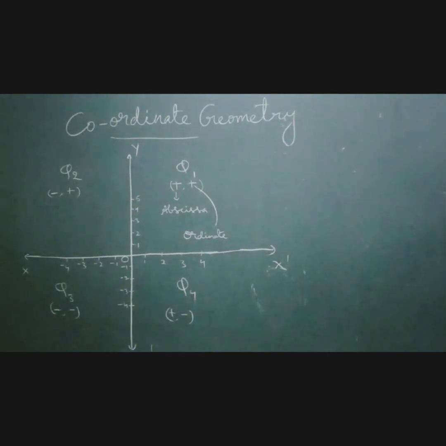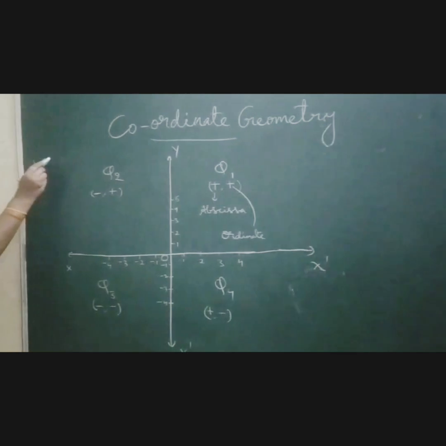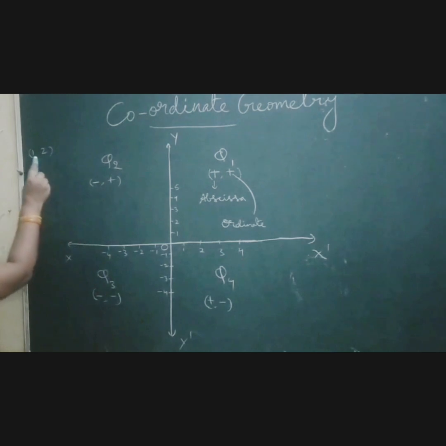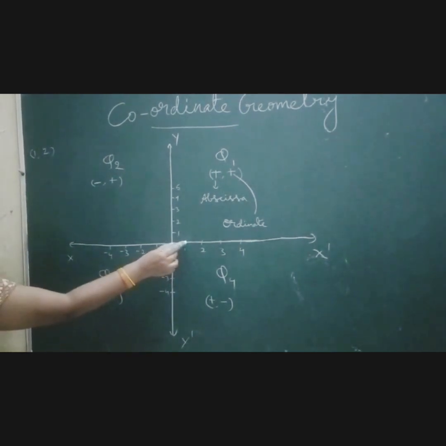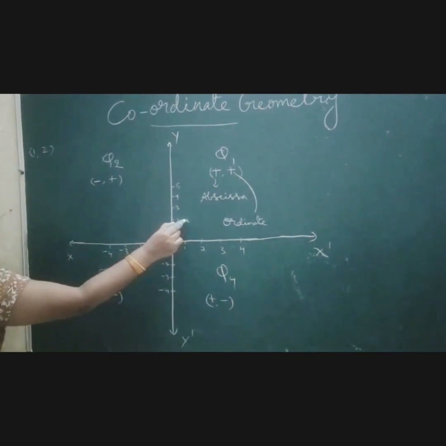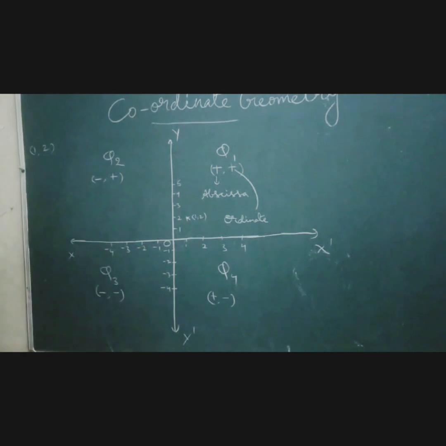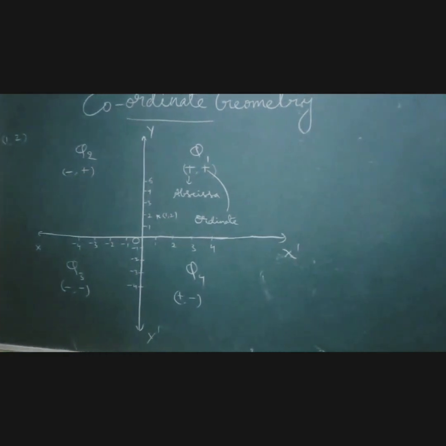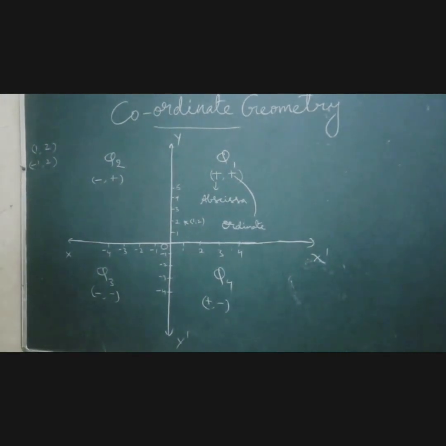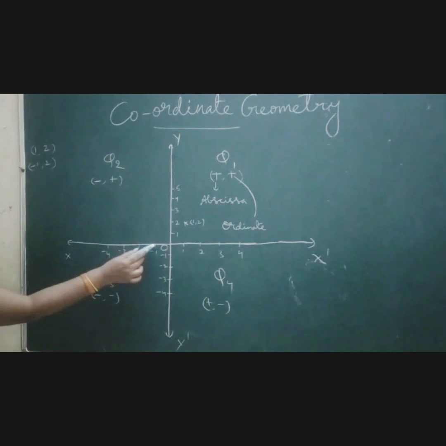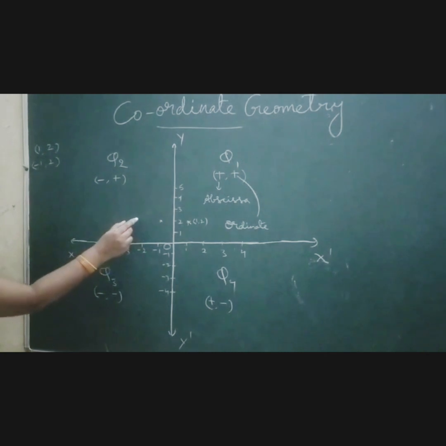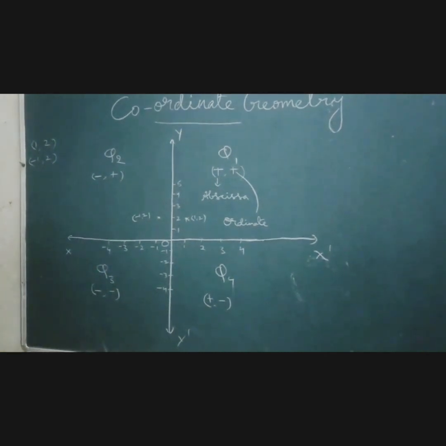Suppose I want to plot 1, 2. Where does it lie? It lies in the first quadrant because both are positive. 1 we have to take from the x-axis, 2 from the y-axis. So the point can be named here as 1, 2. When we want to plot -1, 2, where does it lie? In the second quadrant. -1 will be taken from the x-axis, 2 from the y-axis. The point can be written as -1, 2 here.